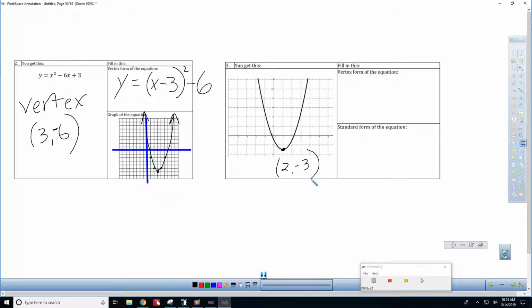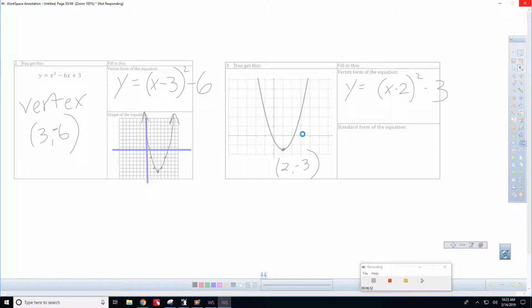Well, let's see. I think I'm going to have to guess and check this. I think it's y equals x minus 2 squared, minus 3. Let's test a couple points and see if they work. So it looks like if I put in a 6, I should get a 5.